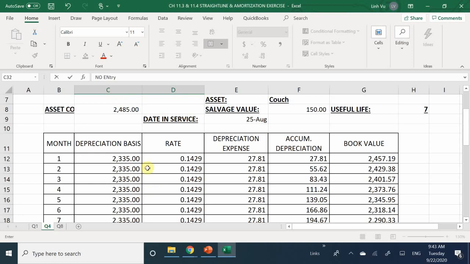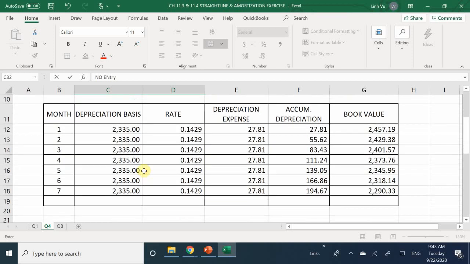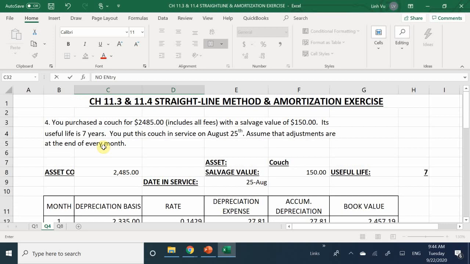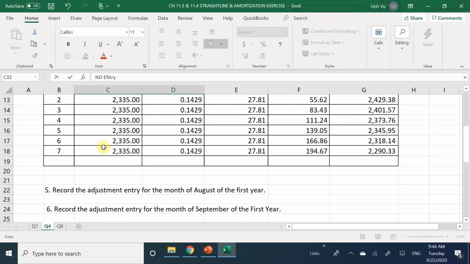Okay, so if I place my asset in service in the first year, 2015, as of August 15, will I have a depreciation expense at all? Again, if I place the machine in service on August 25th, 2015, none. And I'm asking you to journalize the adjustment entry on August 31st of 2015, of the first year.